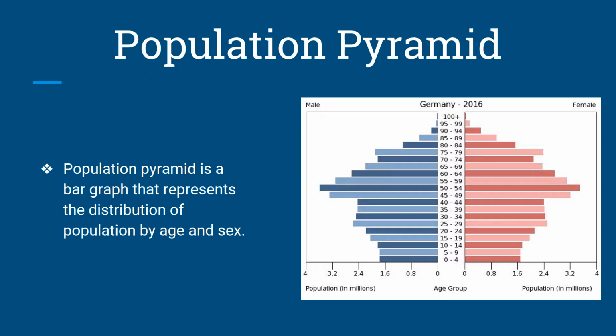Population pyramid. A population pyramid is a bar graph that represents the distribution of population by age and sex. The chart to the right reads that 0 to 14 years is at 12.82%, 15 to 24 years is at 10.9%, 25 to 54 years is at 40.45%, 55 to 64 years is at 14.58%, and 65 years and over is at 22.06%. This was established in 2017.